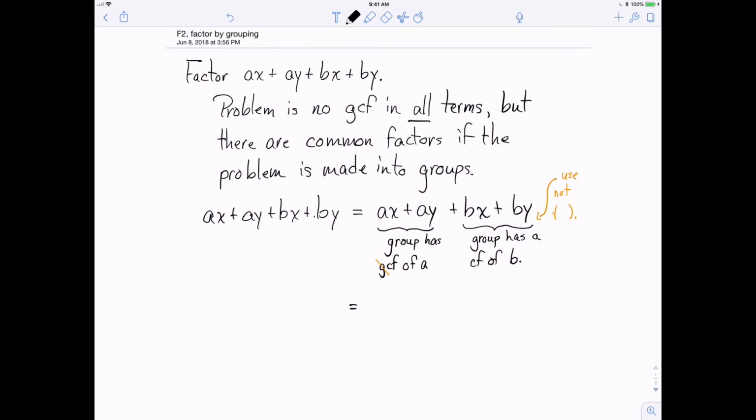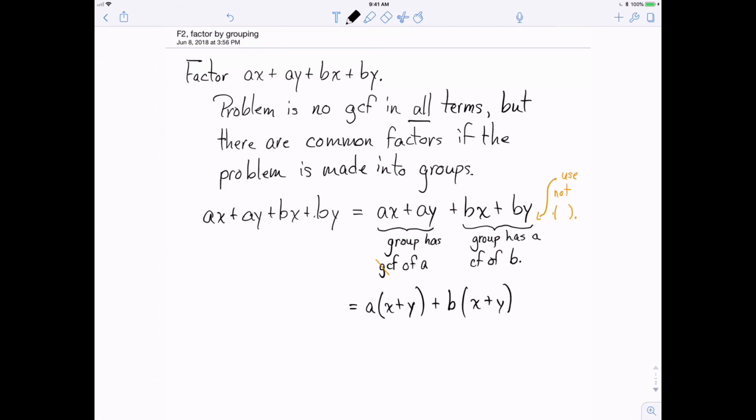the distributive property on each group. So if I use the distributive property on the first group, I have a times x plus y, plus the distributive property on the second group says b times x plus y.